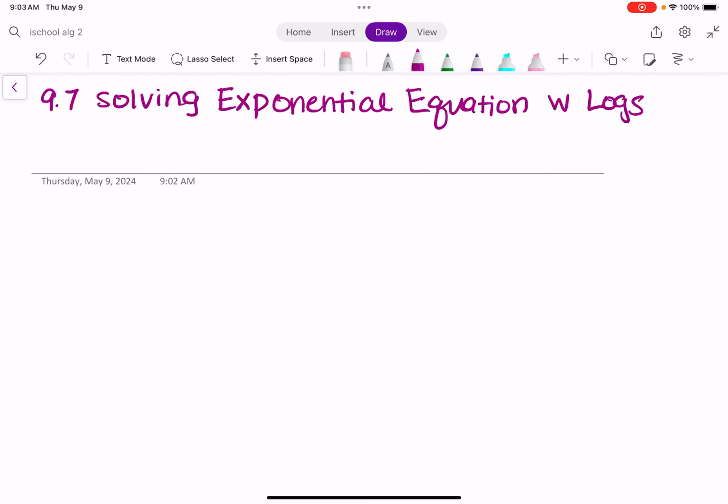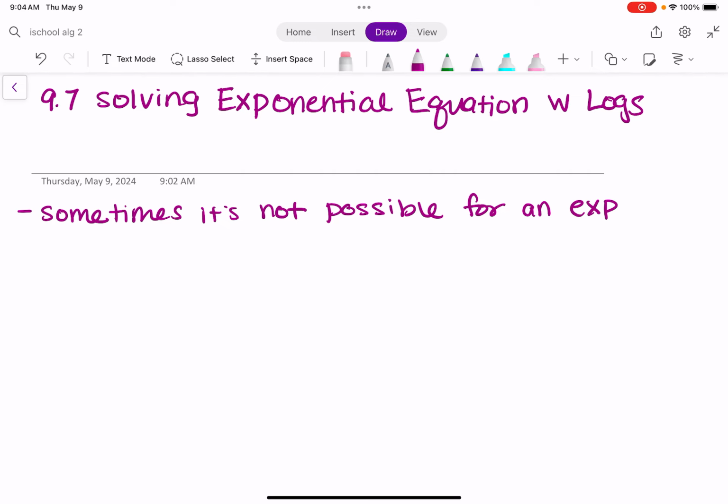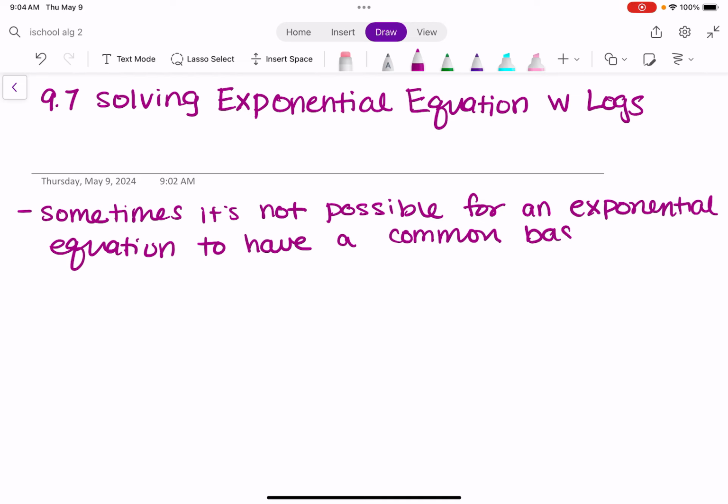And we're actually going to use these log properties, specifically one log property, to help us solve exponential equations. So sometimes it's not possible for an exponential equation to have a common base, right? And we know that if they do have a common base, we can just set the exponents equal to each other. But sometimes they just can't have a common base.